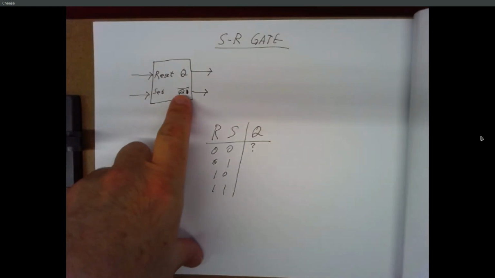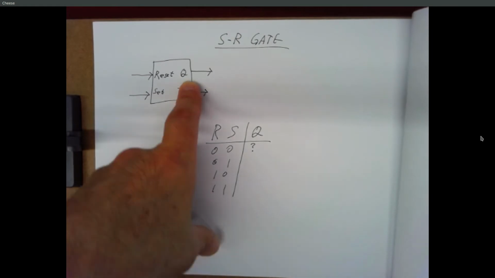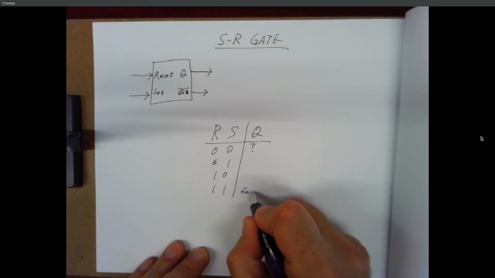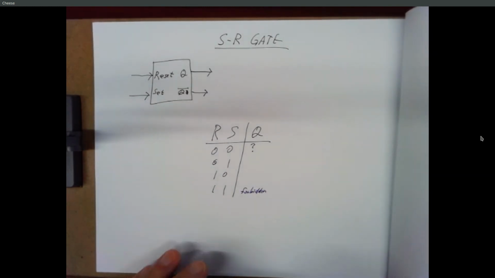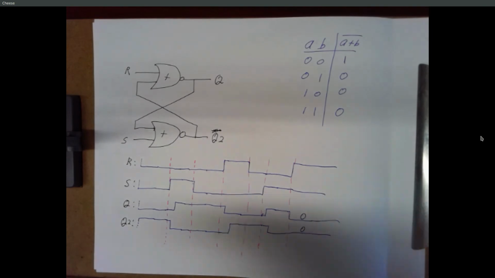So this label that we put where this is Q bar and this is Q, Q bar should always be the opposite of Q. Well, it doesn't happen if R and S are both 1. If R and S are both 1, these are both 0. But we usually say this is a forbidden state. And we just say, don't make both R and S 1 at the same time. It's like hitting the gas and the brake at the same time in your car. You can do it and something will happen, but you're kind of defeating the purpose of those two functions. And in this case, your car stops. With a different configuration, your outputs might both go to a 1.